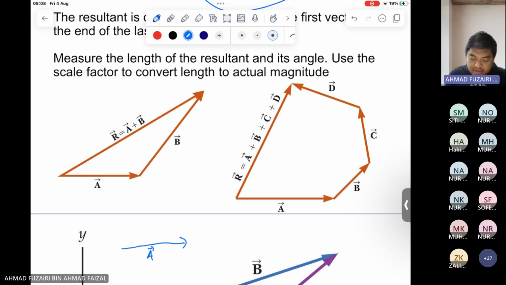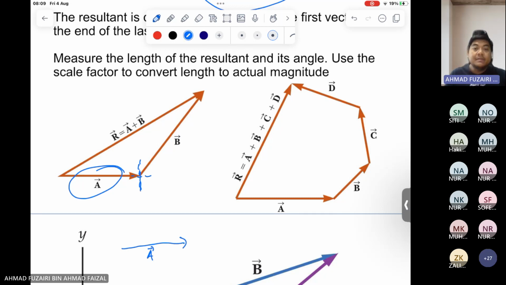and so on. Basically, in the tip to tail method, we continue to draw vector B at the end of vector A, that means here. This is vector A, and at the end of vector A we put an imaginary axis like that, and then we draw vector B at the end of vector A. That is how we do the tip to tail method.